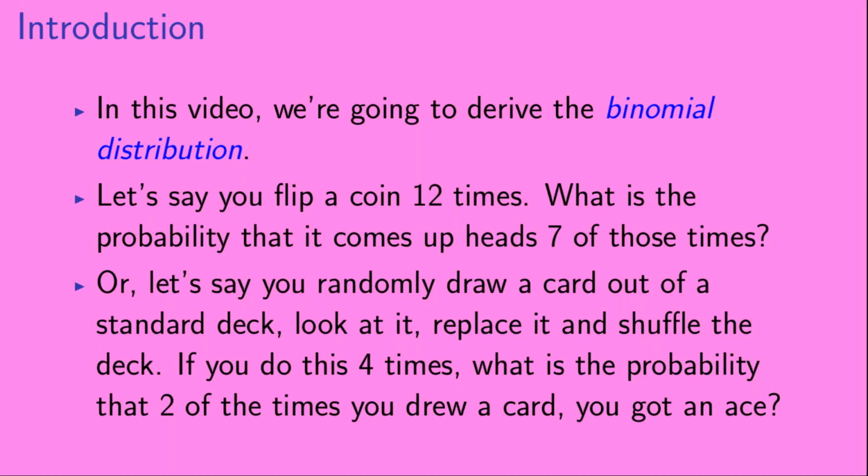Let's say you flip a coin 12 times. What is the probability that it comes up heads 7 of those times? Or let's say you randomly draw a card out of a standard deck, look at it, replace it, and shuffle the deck. If you do this 4 times, what is the probability that 2 of the times you drew a card, you got an ace?